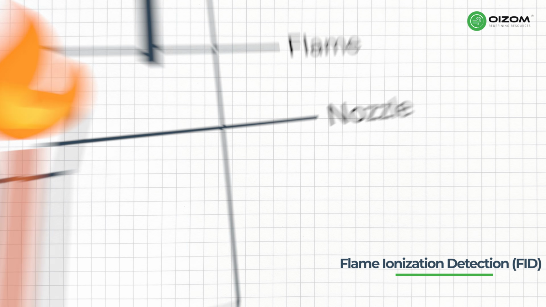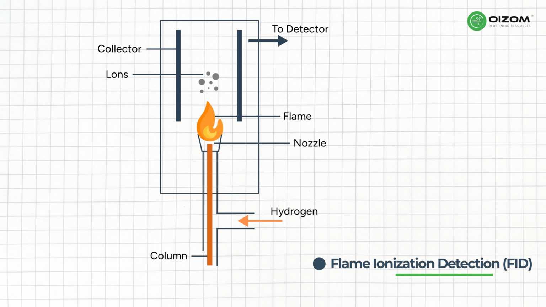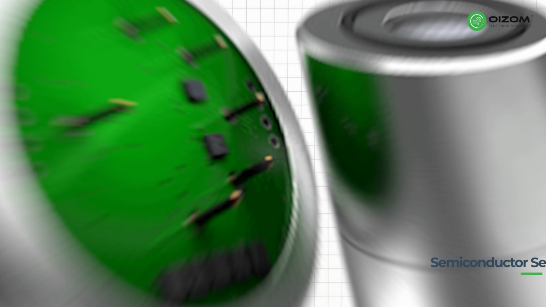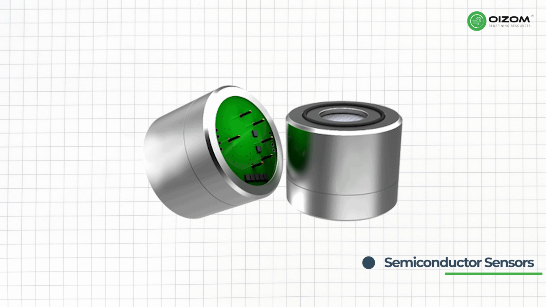Flame ionization detection, FID. Here, VOCs are ionized using a hydrogen flame. The ions generated produce a measurable signal that reflects concentration levels, making it highly effective for hydrocarbon detection. Semiconductor sensors. These sensors detect VOCs through reactions on a metal oxide surface, where changes in electrical resistance indicate concentration levels. While effective, they typically consume more power compared to PID and FID.